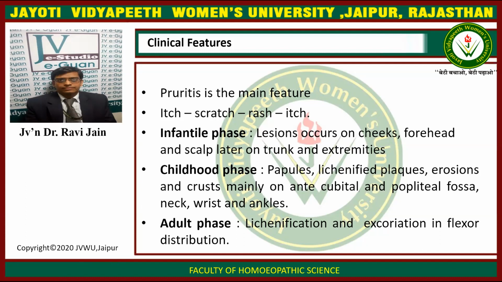In the childhood phase, we have papules, lichenified plaques, erosions, and crust mainly on the antecubital and popliteal fossa, in the neck, wrist, and ankles.